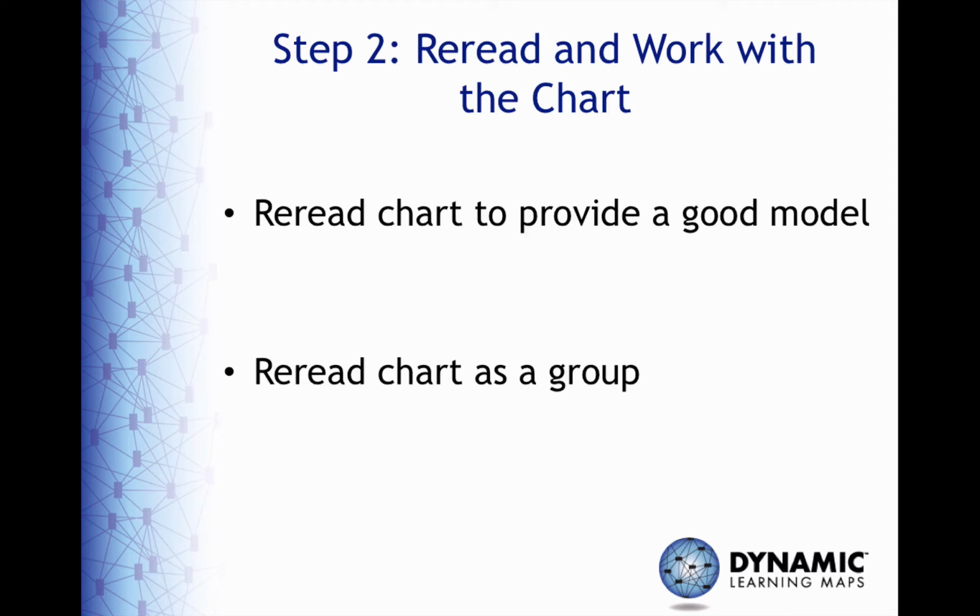The second step of predictable chart writing is to reread the chart, talk about it, and analyze it for a few carefully selected text elements. The primary goal of this step is to help students focus on specific aspects of the text. Depending on a student's abilities, the goals of this step may be different.